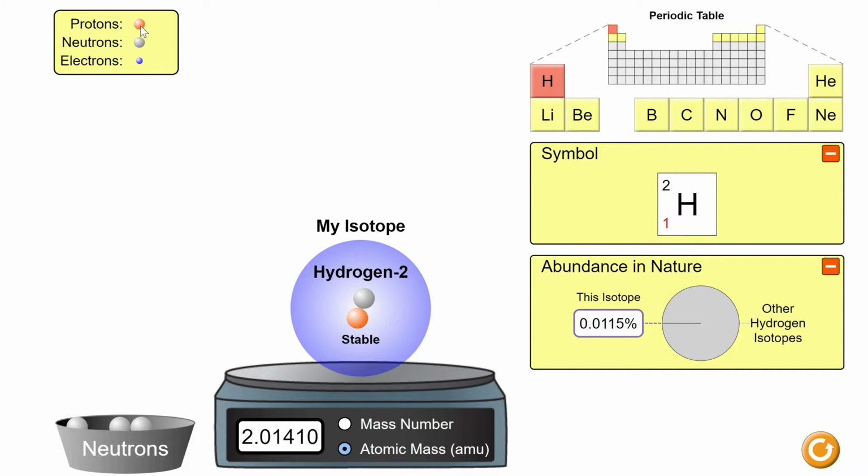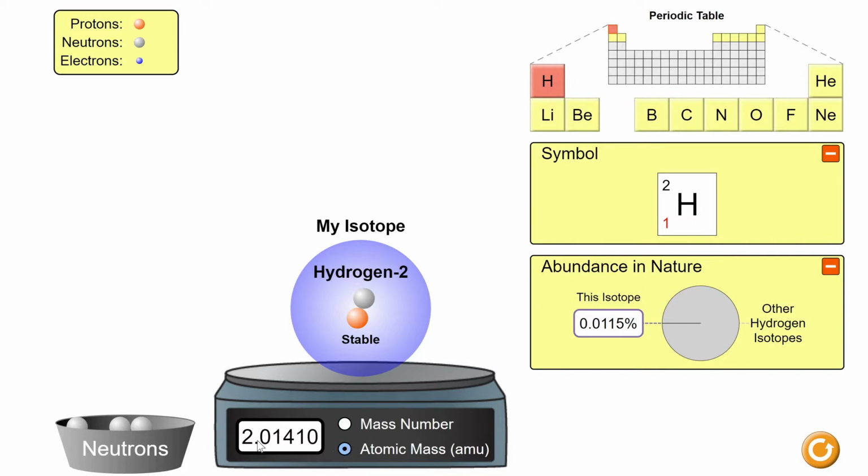Here's a key, look. Protons in orange there, neutrons in grey, and electrons in orbit around the outside. And remember, you'd have the same number of electrons as protons. So there should be one electron orbiting around the outside. Now I could do that. Mass number is 2.